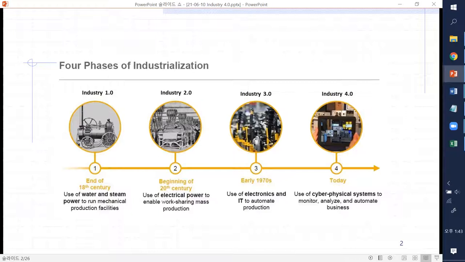In 3.0, it is about the early 1970s when the computer started. Computers were developed, so electronics and IT were used to automate production work. And now we are talking about Industry 4.0 today. They are saying cyber physical system, and also analyzing and automating business. We'll see more on this.